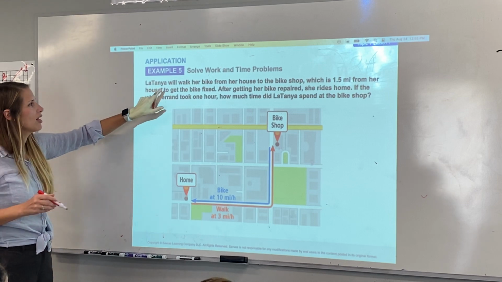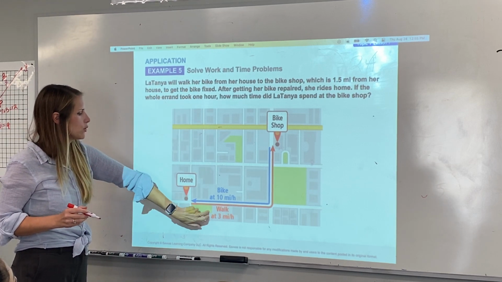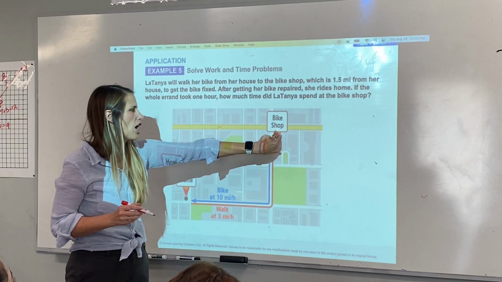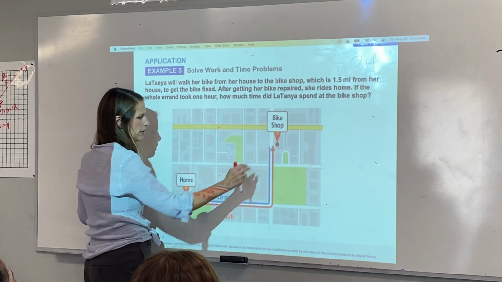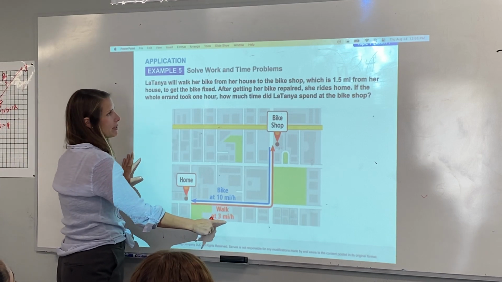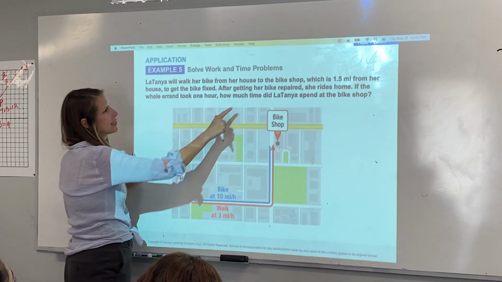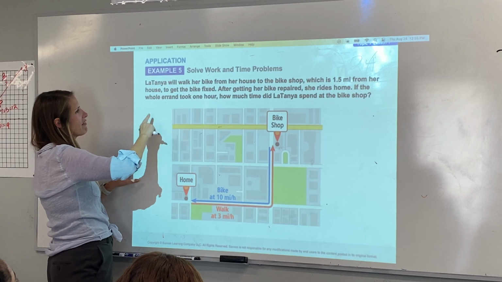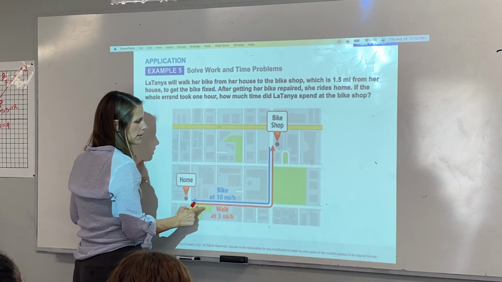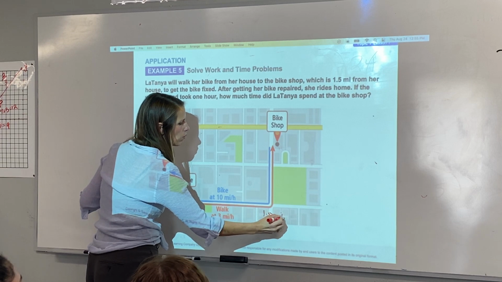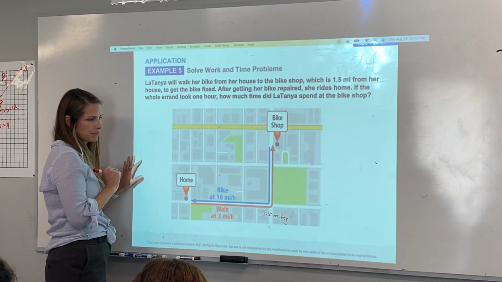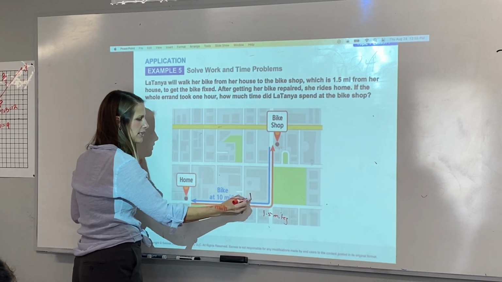Okay. Latanya will walk her bike. So she's walking the bike to the bike shop. We went over this yesterday. Walking her bike to the bike shop at a pace of 3 miles per hour. It says that the bike shop is 1.5 miles from her house. So the distance of this red line is 1.5 miles. What's the distance of the blue line? 1.5 miles. It's the same, right? She takes the same route home.